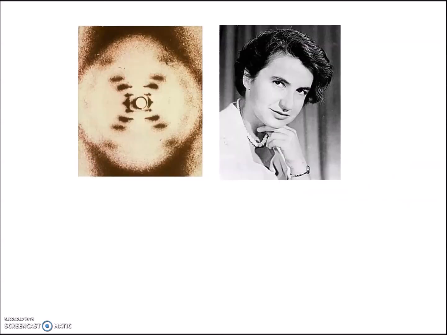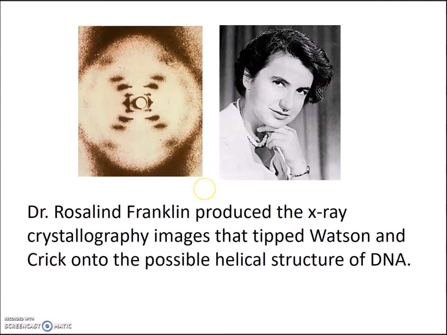A couple other people we really should be mentioning. If we're mentioning Watson and Crick, we need to mention Rosalind Franklin. Dr. Rosalind Franklin was the one who produced the X-ray crystallography images that gave Watson and Crick the idea that, hey, there's something in the nature of DNA that makes it a twisted molecule. And it was Dr. Franklin's image shown here on the left that Watson and Crick, I guess, stole and used to make their own synthesis of the information.